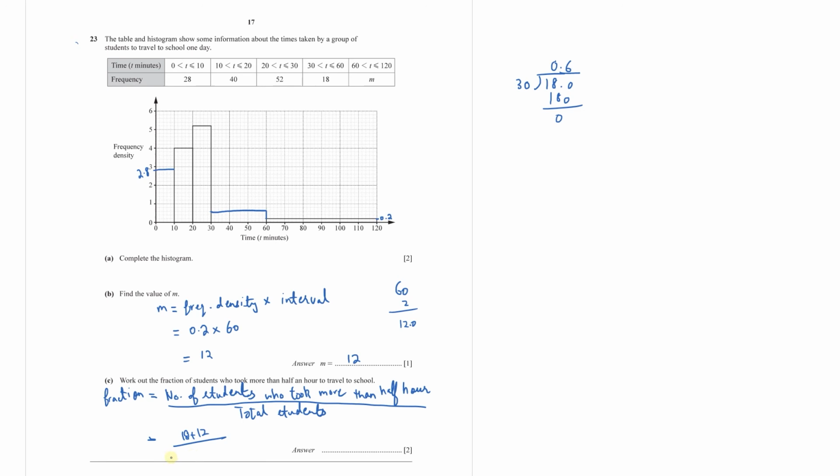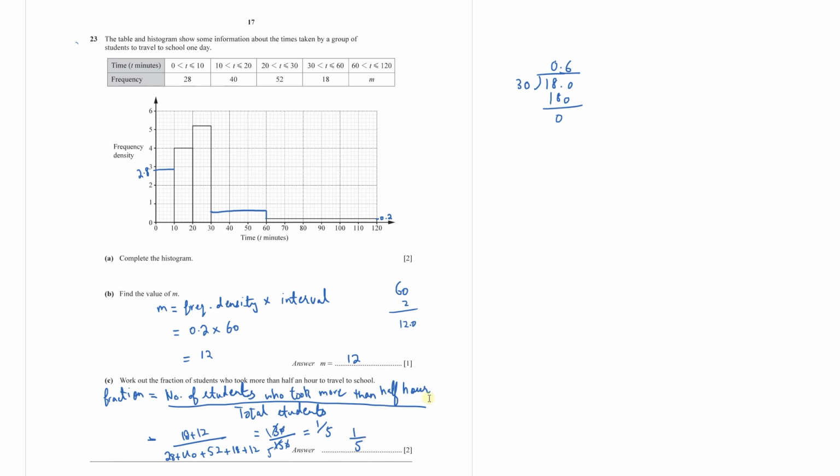And then the total number of students is 28 plus 40 plus 52 plus 18 plus 12. This gives you 30 in the numerator, since 18 plus 12 would be 30. And if you add all these numbers together, you'll get 150. So your answer would be, zeros cancel out, 3 ones are 3, and 3 fives are 15. So the fraction is 1 over 5 in the simplest form.